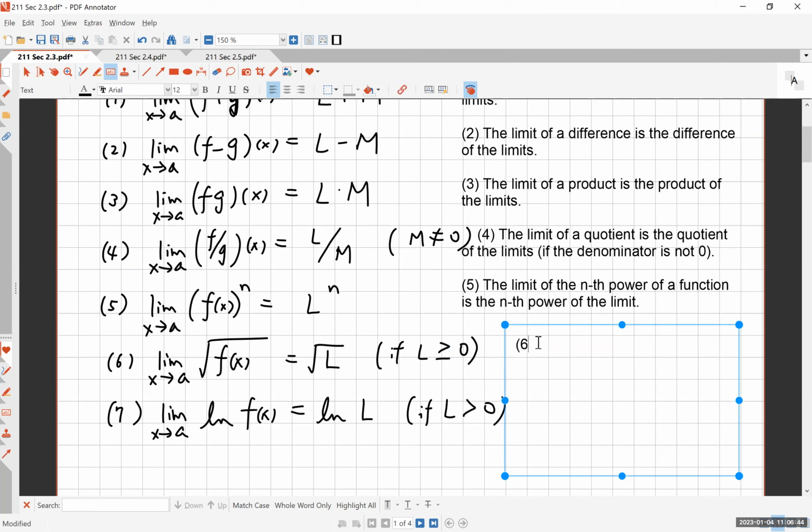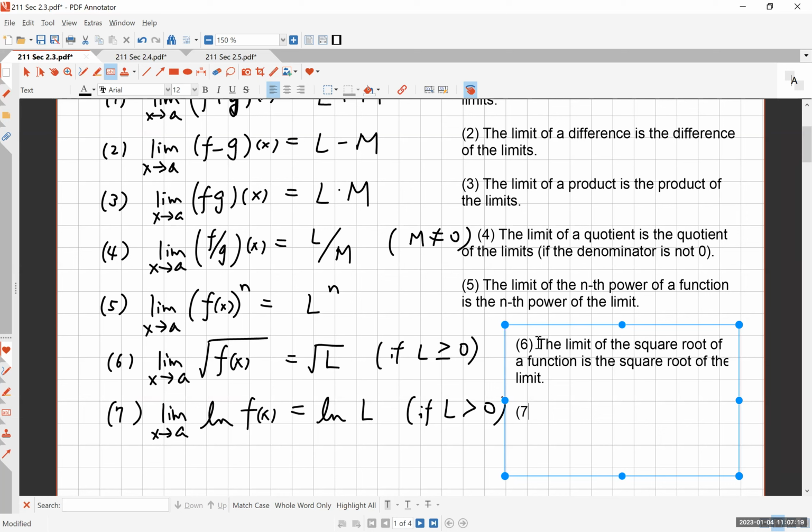Number 6: the limit of the square root of a function is the square root of the limit. You see why I'm writing this, right? Because I didn't want to handwrite all of these, and you don't have to write these either. But I think it's a good thing to try to say or explain these things in English. So that's why I'm trying to help you out. So number 6 says the limit of the root is the root of the limit, right?